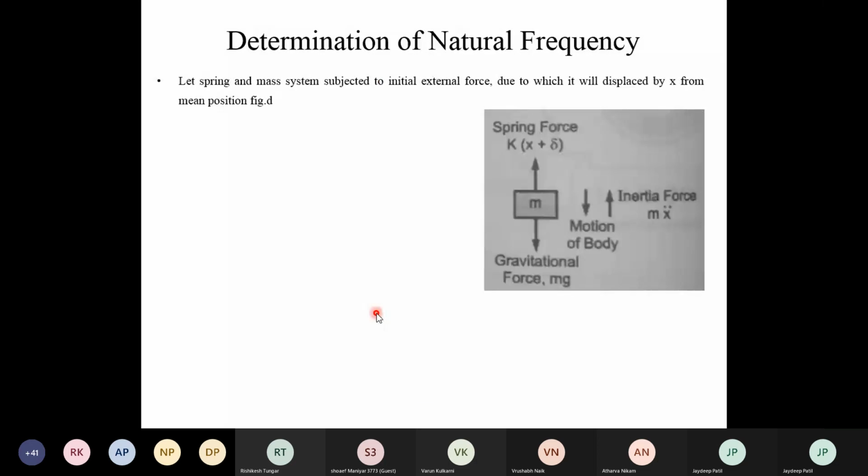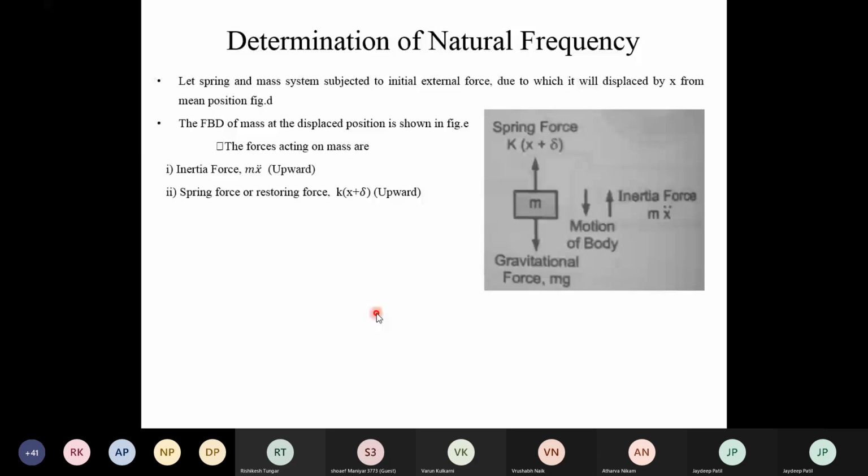Now the next force is applied, and you will get this free body diagram. Now the various forces acting on the mass are described here. Inertia force m x double dot acts in the upward direction. Spring force, or restoring force, acts in the upward direction: k into bracket x plus delta. Gravitational force acts in the downward direction: mg. Positive sign for the upward direction and negative sign for the downward direction.